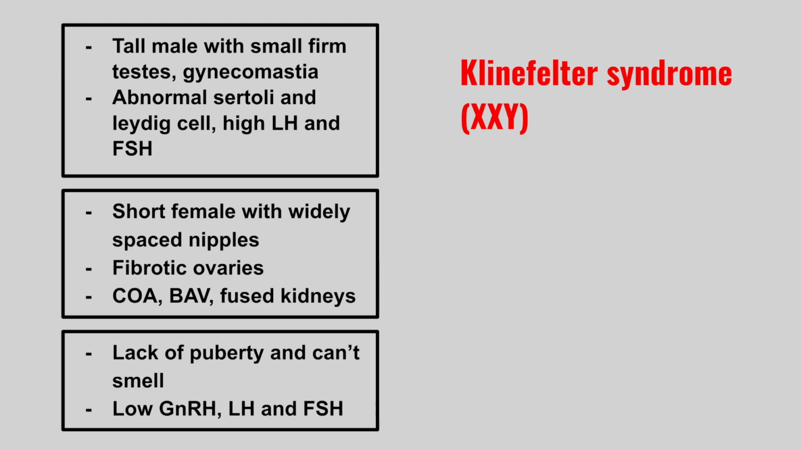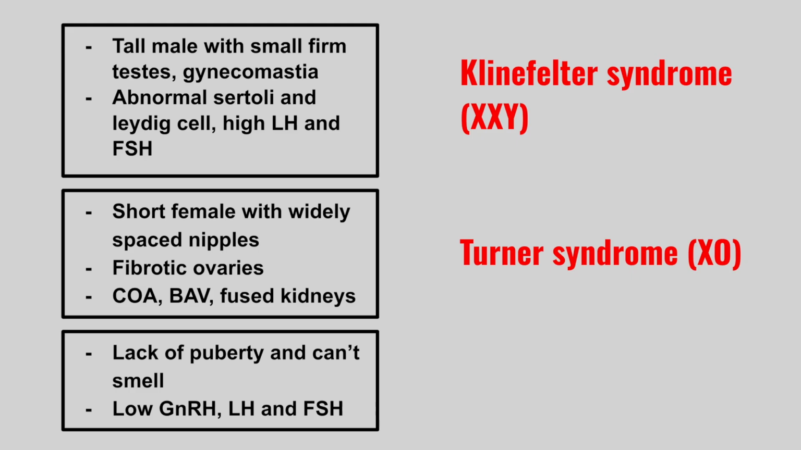Next, we're going to have a short female with widely spaced nipples, fibrotic ovaries, and this condition can be associated with coarctation of the aorta, bicuspid aortic valve, and fused kidneys, also known as horseshoe kidney. So this is going to be Turner syndrome. And here, they're missing one of their X chromosomes.